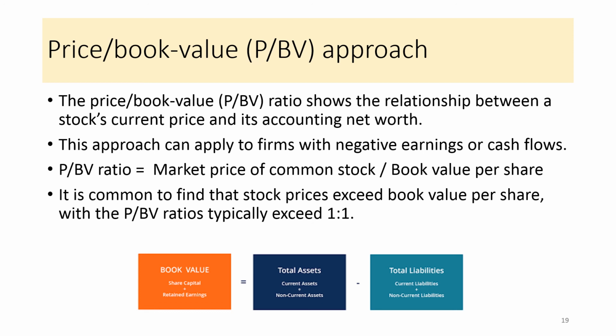Price-to-book value ratio is the market price of common stock divided by book value per share. It is common to find that stock prices exceed book value per share, with the price-to-book value ratios typically exceeding 1.